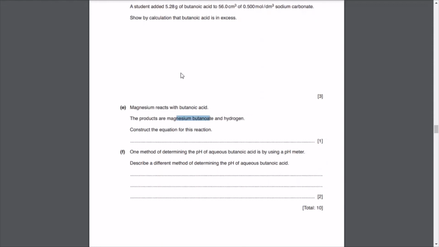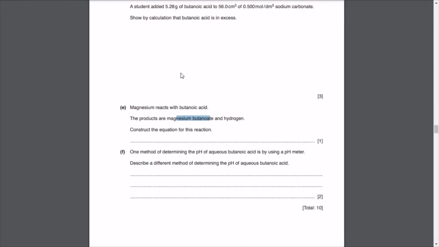C3H7COOH, which gives, I meant to say arrow, H2 plus (C3H7COO)2Mg. And you are going to balance it. After balancing, you are going to get 2 in front of the butanoic acid, that's all.